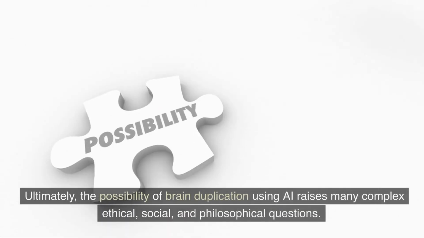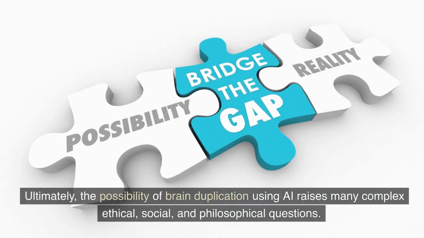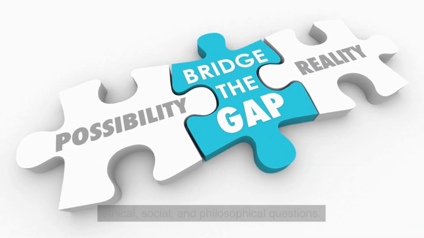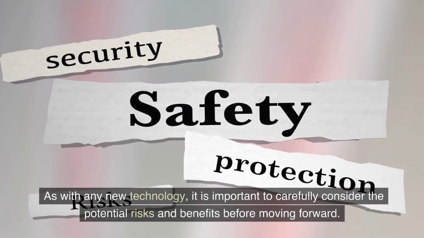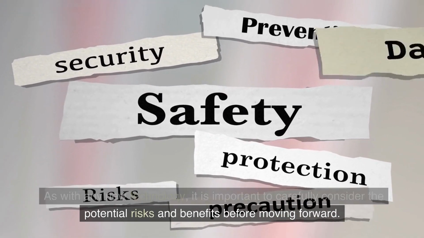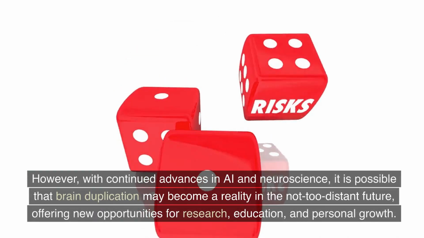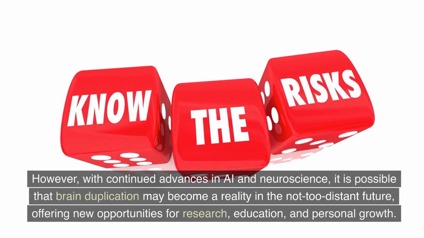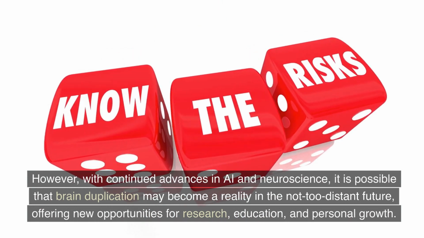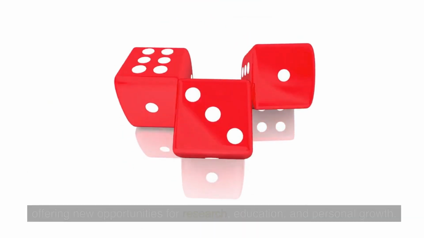Ultimately, the possibility of brain duplication using AI raises many complex ethical, social, and philosophical questions. As with any new technology, it is important to carefully consider the potential risks and benefits before moving forward. However, with continued advances in AI and neuroscience, it is possible that brain duplication may become a reality in the not-too-distant future, offering new opportunities for research, education, and personal growth.